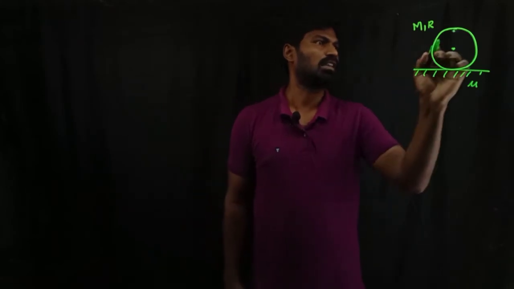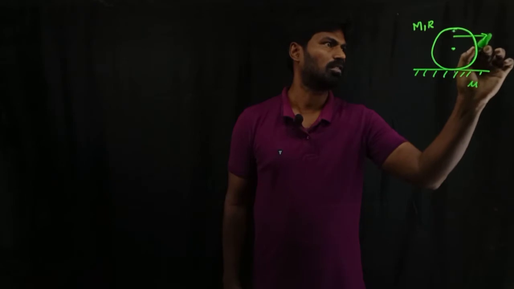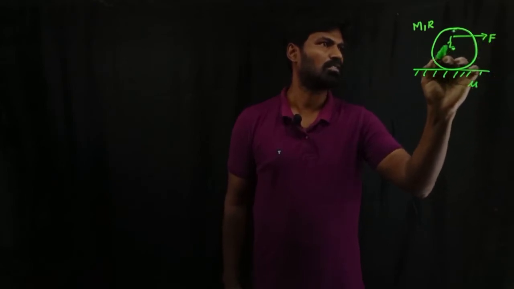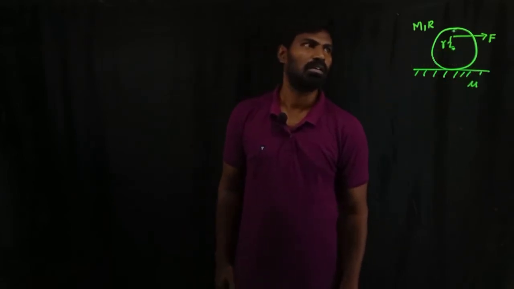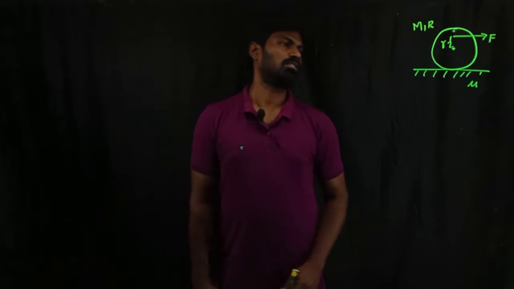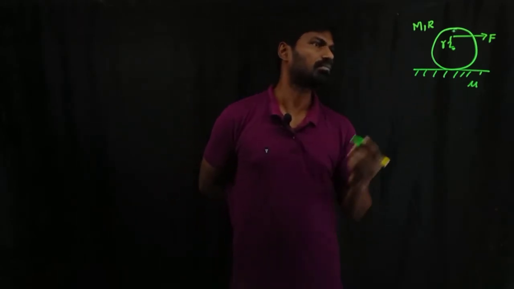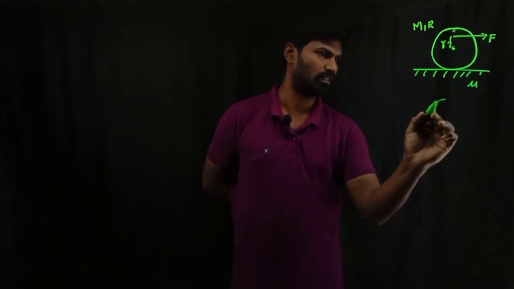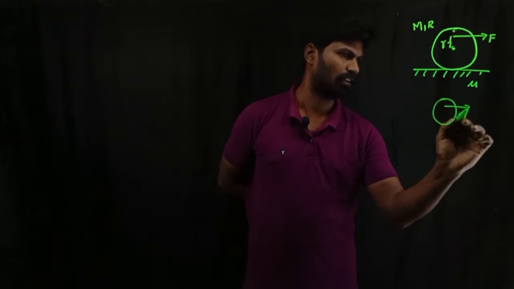Now I am considering a general case in which the line of action of the applied force passes through a point which is at a distance small r from the center of this rolling body. First, let us consider what are the different forces acting on the body. If you take this as the disc, on this disc applied force F is acting towards the right direction.